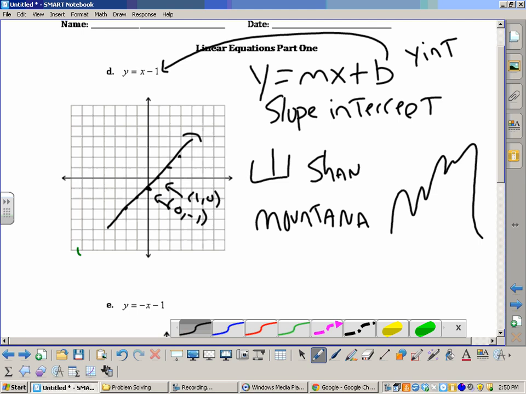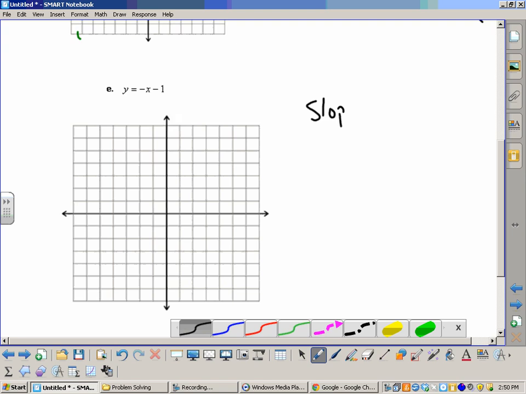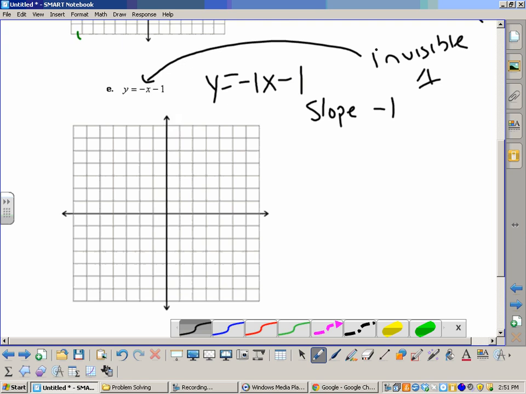Okay, so that's D. Let's go to E. So I'm going to scroll down here. So E, the slope is -1. We have a friend that I like to talk about called the invisible 1. And here, I guess it's an invisible -1. A lot of people might think that the slope is x or the slope is 0, but there's actually an invisible 1 there. So it really is y equals -1x minus 1. So the invisible 1 is something that's going to come up a lot. And the y-intercept is -1. The invisible 1 means we have a negative slope, down 1 over 1. So this is going to be -1, comma 0 and 0, comma -1.